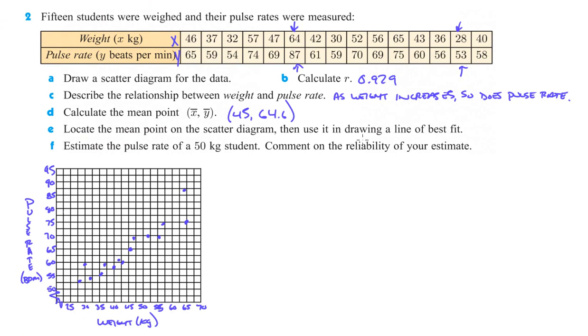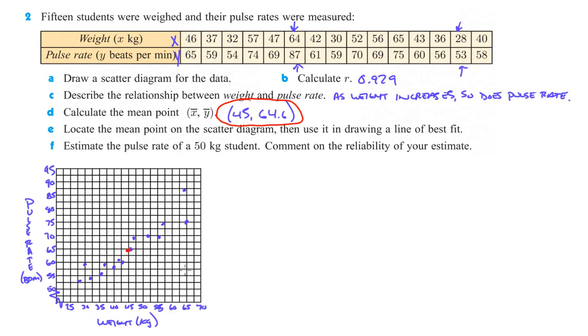Locate the mean point on the scatter diagram and use it in drawing a line of best fit. Now this is big. If you're on the IB test, if you're ever asked to draw a line of best fit, you always have to include the mean point, and we just found the mean point, so you have to put 45 and 64.6. So that's basically 45 and almost 60, so I'd put it right there.